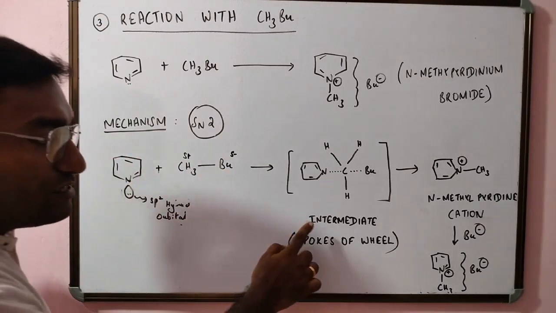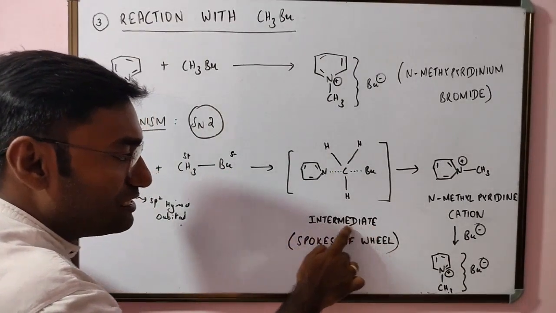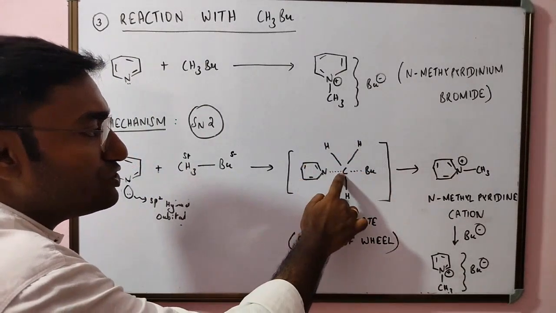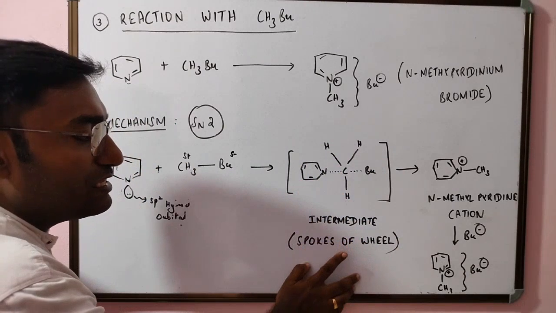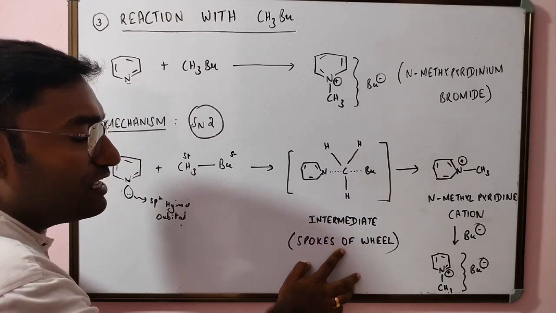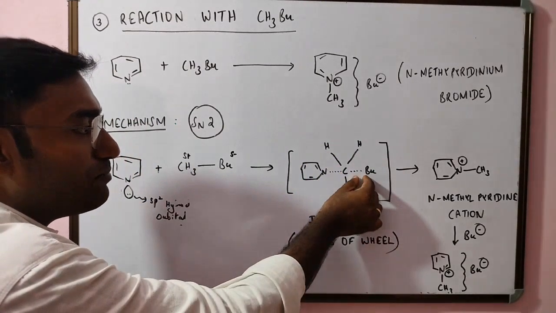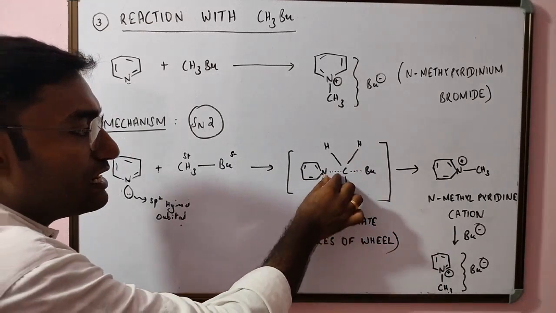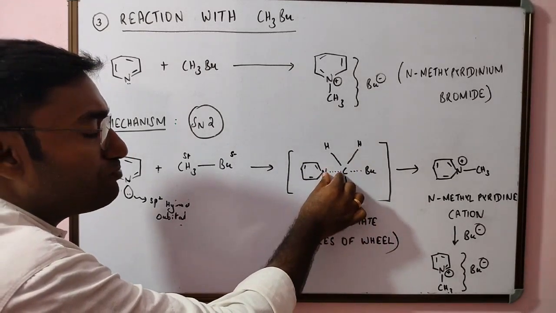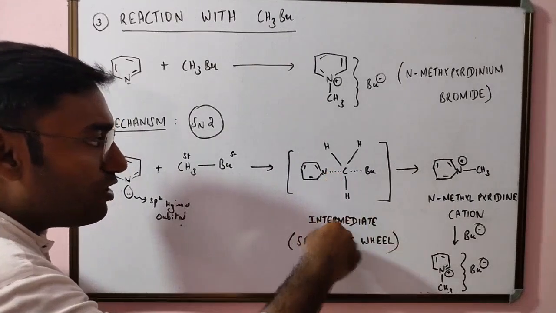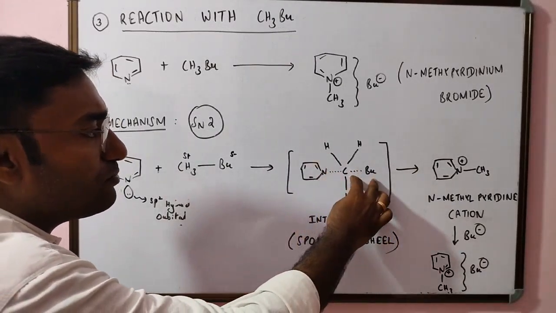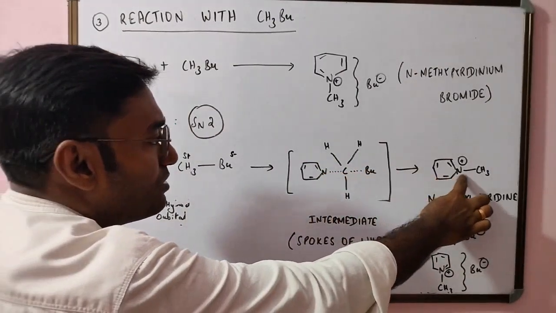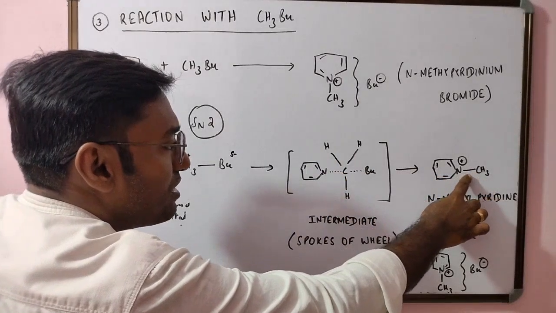What ensues is the formation of an intermediate where the groups are arranged around the positively charged carbon atom like the spokes of a wheel. An intermediate where the carbon-bromine bond is partially broken and the nitrogen-carbon bond is partially formed. Succeeding this, the carbon-bromine bond is completely broken and the nitrogen-carbon bond is completely formed.